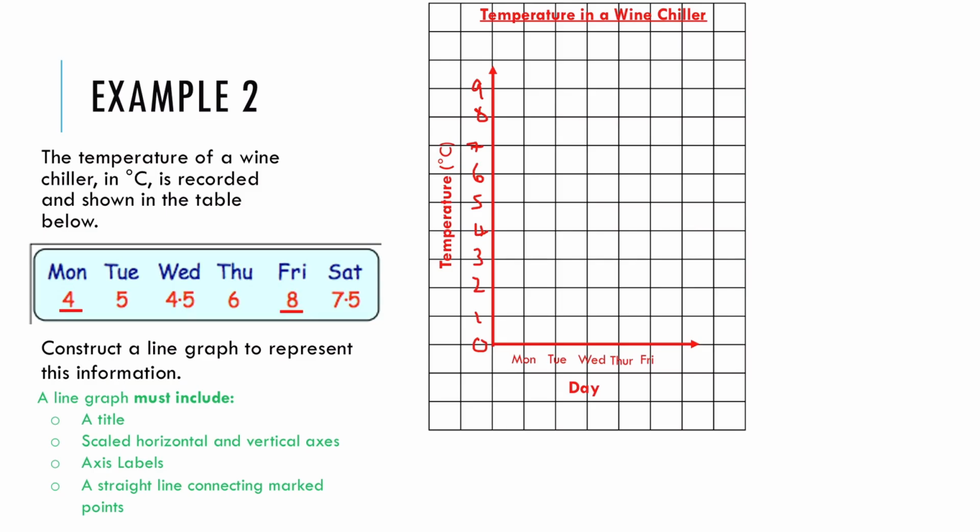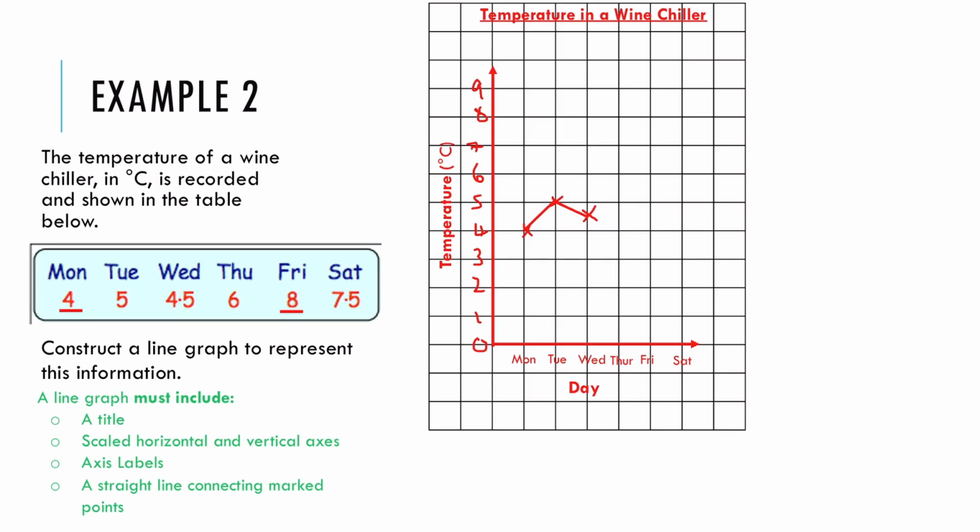So on Monday, the temperature was 4 degrees Celsius, so I must go up at Monday, and where 4 meets Monday exactly on those two lines, I'm going to mark in an X. On Tuesday, where Tuesday meets 5, exactly where the two lines cross, I'm going to mark in an X, and then I'm going to join them up with a ruler, okay? Where Wednesday meets 4.5, that'll be exactly halfway between 4 and 5, I'm going to mark in an X, then I'm going to join them up with a ruler.